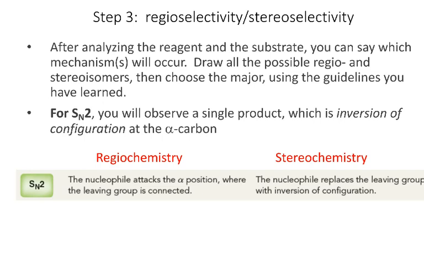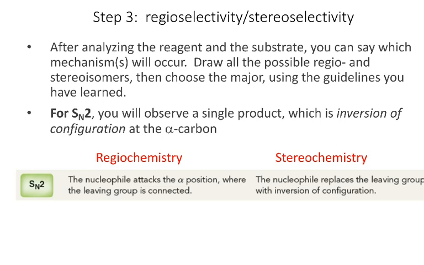Okay, so by analyzing the reagent and the substrate, we can determine which mechanisms are going to be favored, and so then we want to be able to draw all possible regio and stereoisomers, and then choose the major product using the guidelines that we've learned. And so let's take a look at each one of the mechanisms and review the regiochemical and the stereochemical requirements.